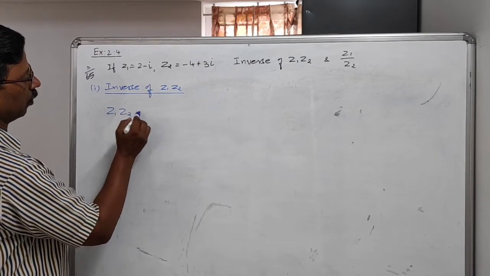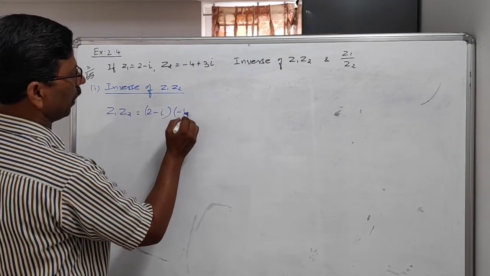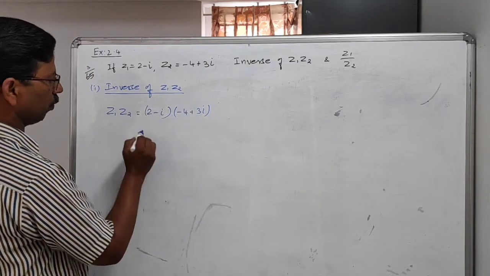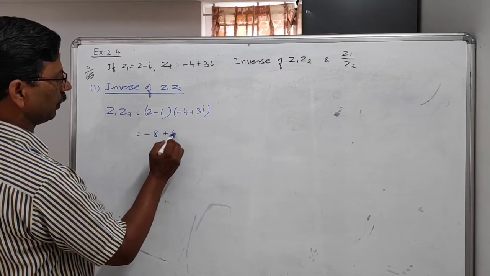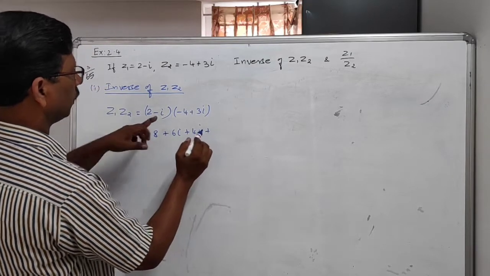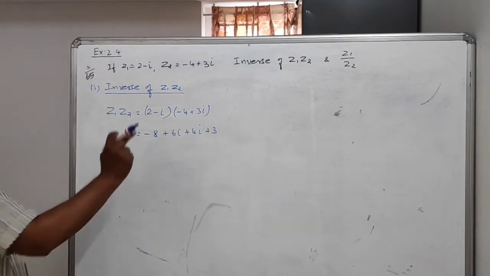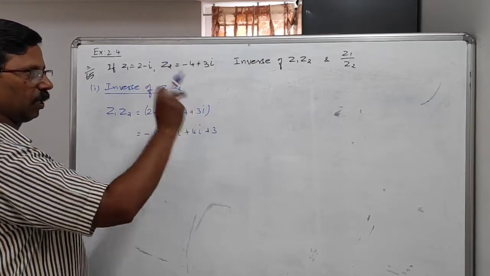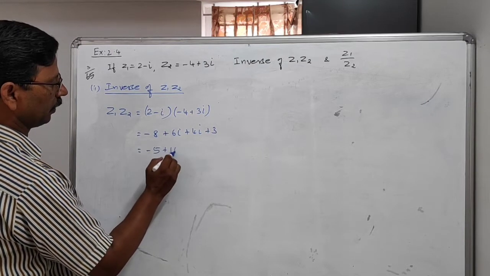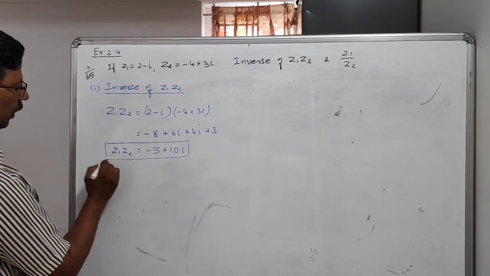z1 into z2 is equal to, z1 is 2 minus i into z2 is minus 4 plus 3i. Now which is equal to ordinary multiplication: 2 into minus 4 is minus 8, then plus 6i, then plus 4i, then minus 3i square, and since i square is equal to minus 1, there we can write plus 3. Now which is equal to minus 5 plus 10i. This is z1 z2. For this you have to find the inverse.